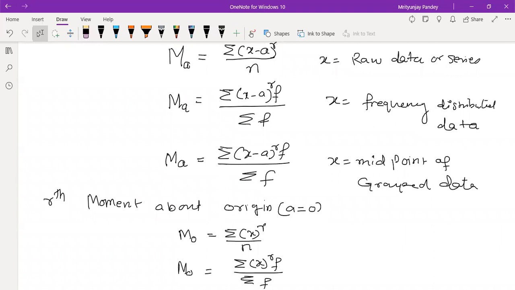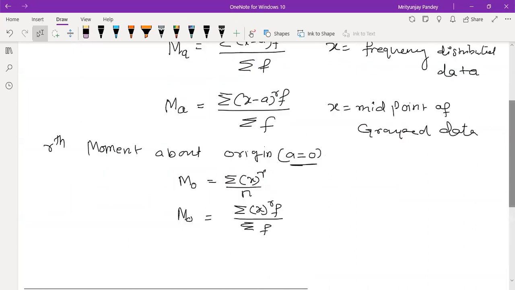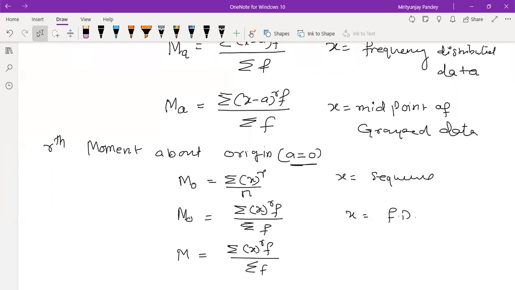Now in the formula, wherever there is a, I put 0 and write it again. For different types of data, if data is raw data, then the first formula is applicable. For frequency distribution, that is the second formula, and the third one, summation of x raised to r into f divided by summation f. Here x is sequence or ungrouped data. Here x is frequency distribution data, and here x is midpoint of grouped data. Understood?